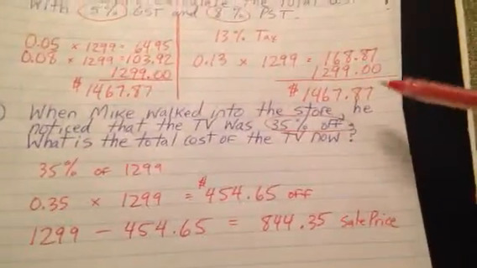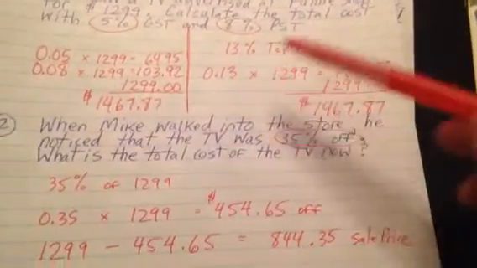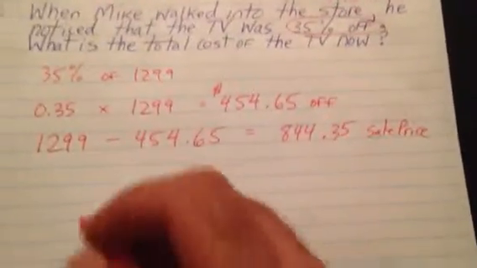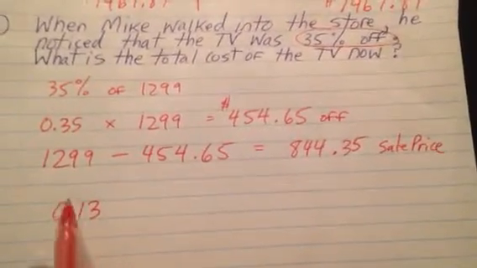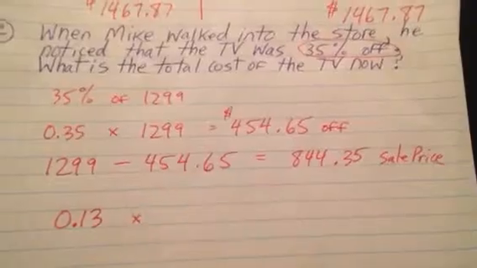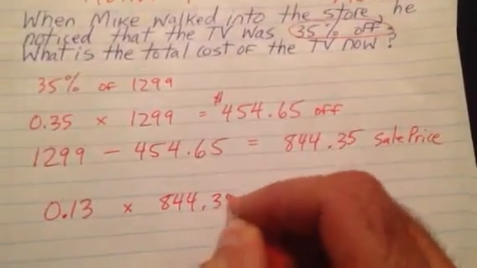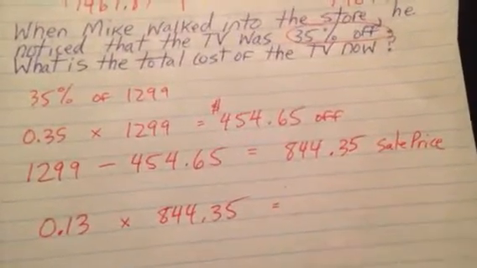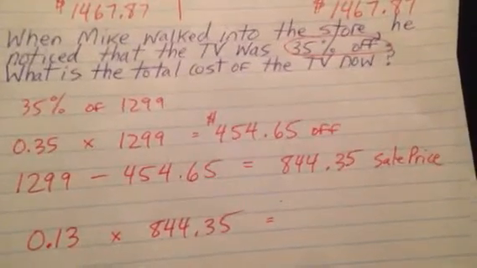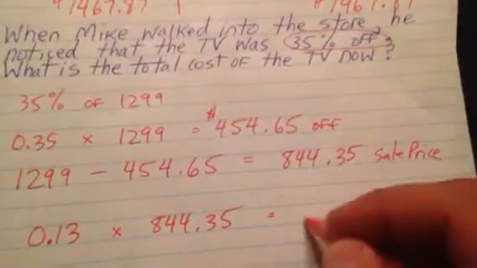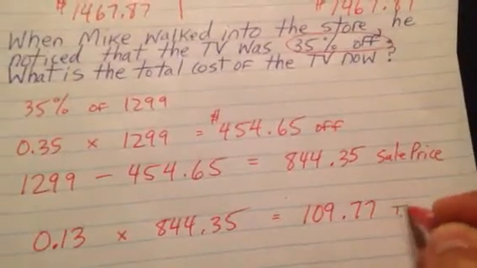So I'm going to use this procedure because it's a little bit less work than that. So I'm going to combine the 13, same tax. So remember what we do is we multiply the 13%, first change it to a decimal, then use that multiplier of 844.35, that's the sale price, and that'll tell us how much tax we are paying. So it looks like we are paying, if I take 13%, $109.77 of tax.